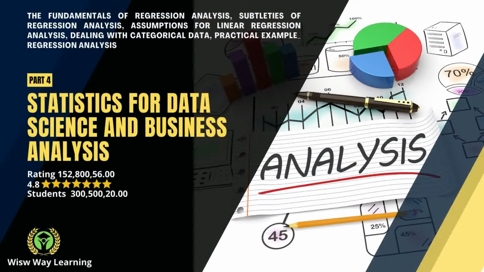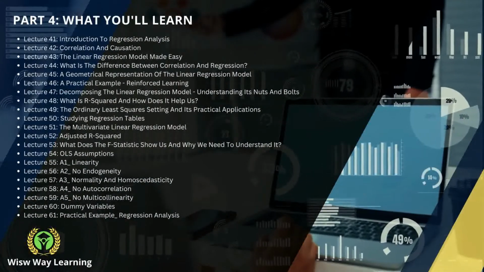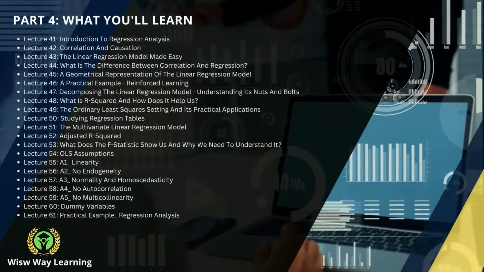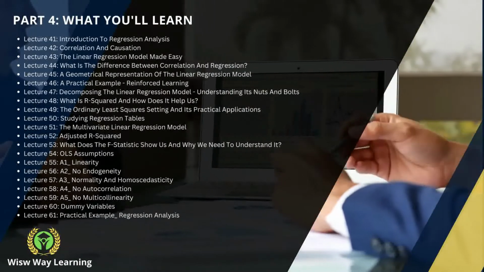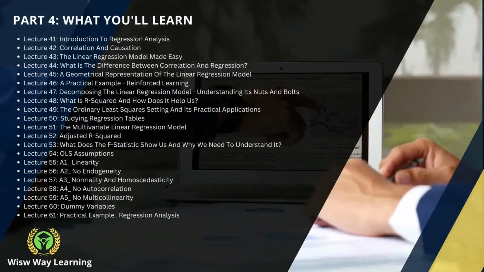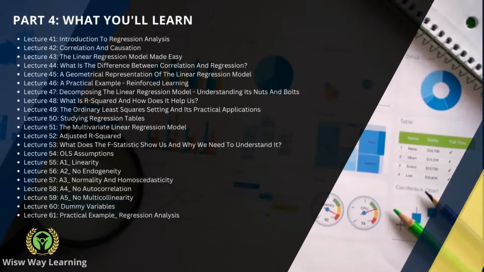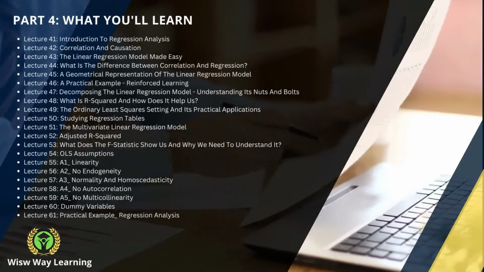Welcome to the course Part 4, Statistics for Data Science and Business Analysis. Part 4, What You'll Learn. Lecture 41, Introduction to Regression Analysis. Lecture 42, Correlation and Causation. Lecture 43, The Linear Regression Model Made Easy. Lecture 44, What is the difference between correlation and regression? Lecture 45, A Geometrical Representation of the Linear Regression Model. Lecture 46, A Practical Example, Reinforced Learning. Lecture 47, Decomposing the Linear Regression Model, Understanding its Nuts and Bolts. Lecture 48, What is R-squared and how does it help us? Lecture 49, The Ordinary Least Squares Setting and its Practical Applications.